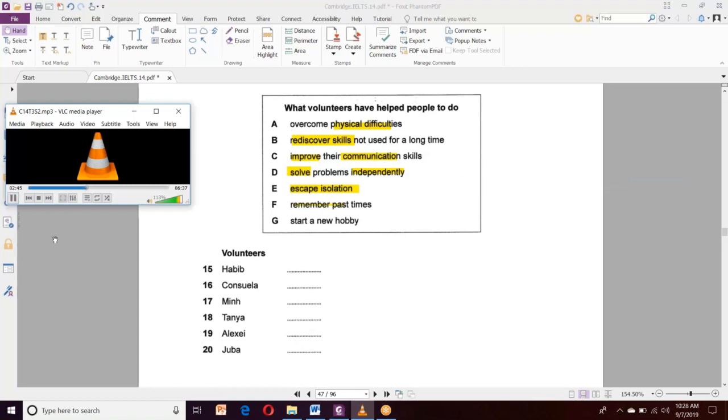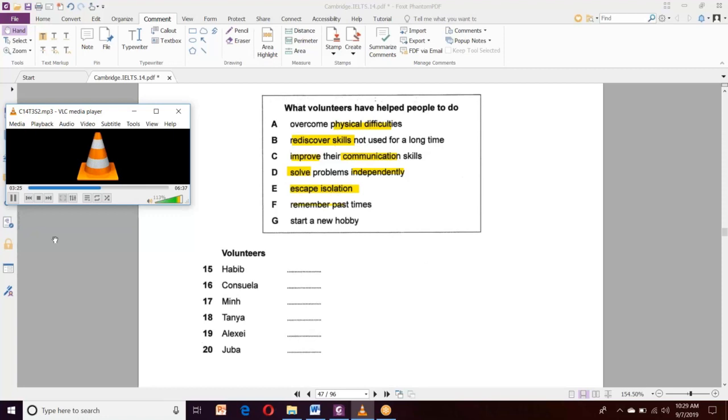To look at questions 15 to 20. Now listen and answer questions 15 to 20.